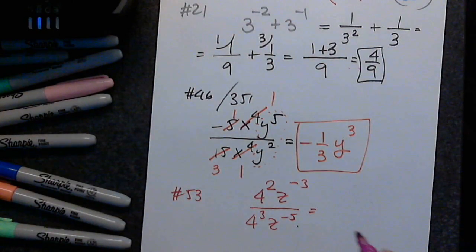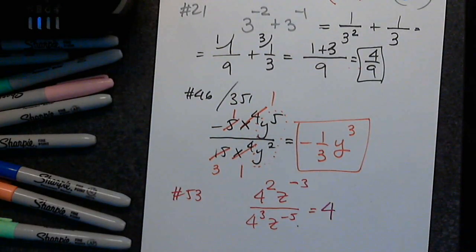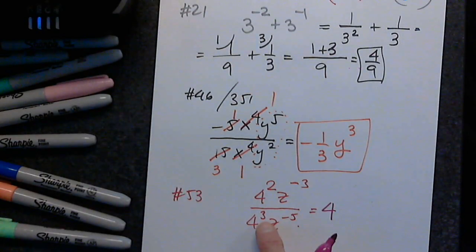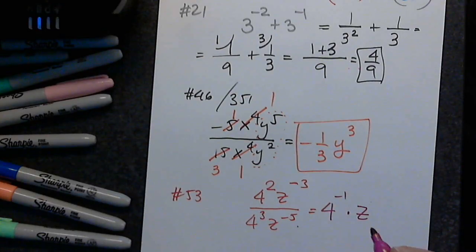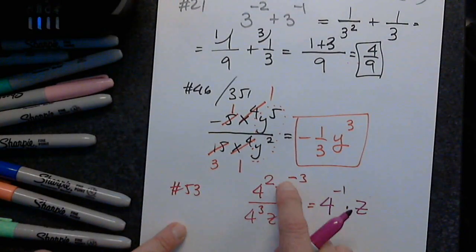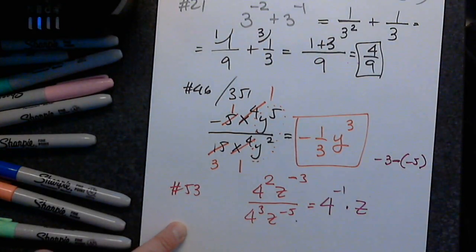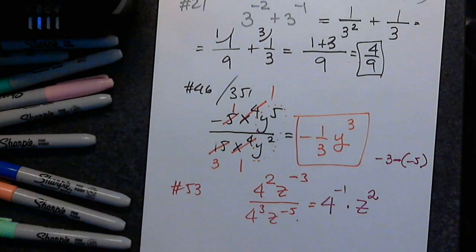So I copy the base for 4. And what happens to the exponents? From power 2, I subtract power 3. And what do I get when I do that? Very good. Awesome. Times z, I copy the base. And what happens to the exponents? Yes. From -3, I subtract -5. +2. Because it's -3 plus 5, which is +2.